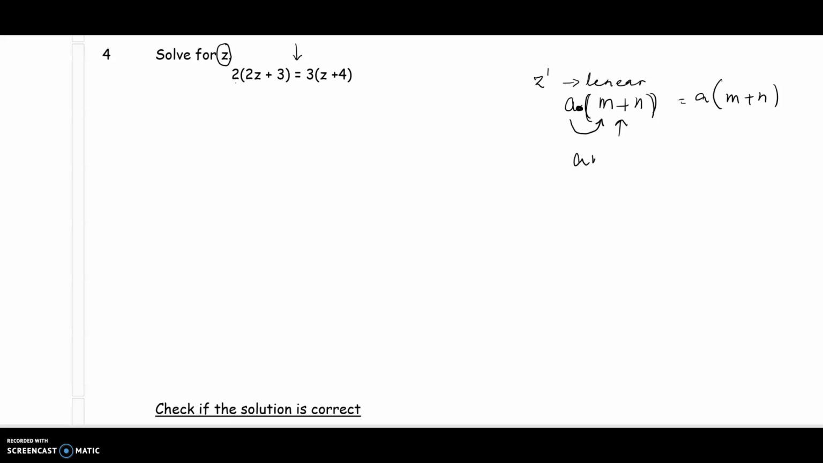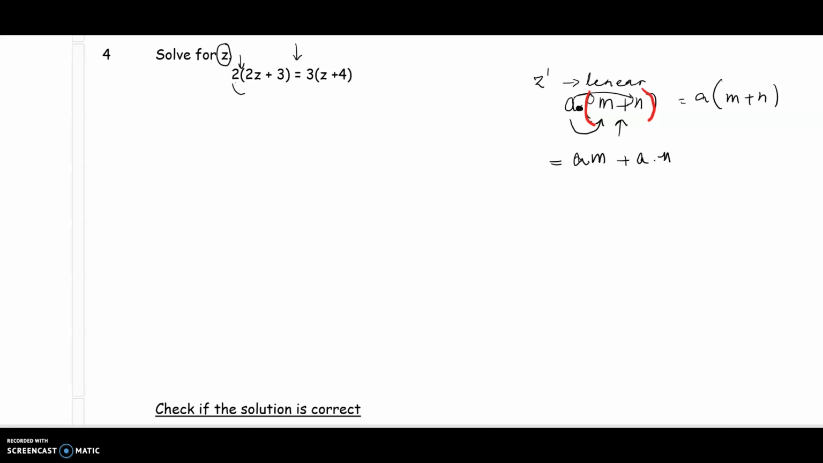we can open the parentheses by going a times m plus, so you distribute the a. m gets an a, so we have a times m, and n gets an a. So we have am plus an. So that's called the distributive property. So if we have 2 outside the parentheses, 2 times the quantity 2z plus 3, when I say the quantity, what I'm talking about is the parentheses. So it's times the parentheses m plus n inside.